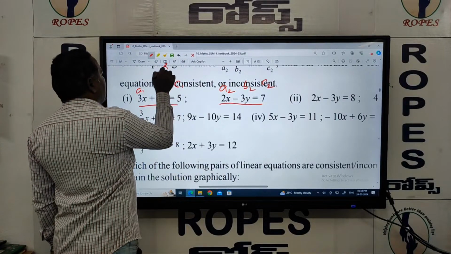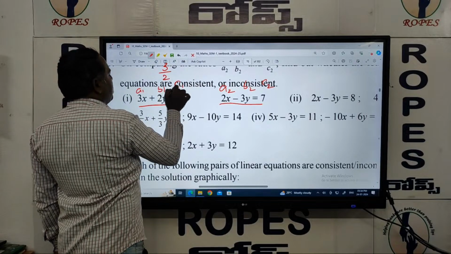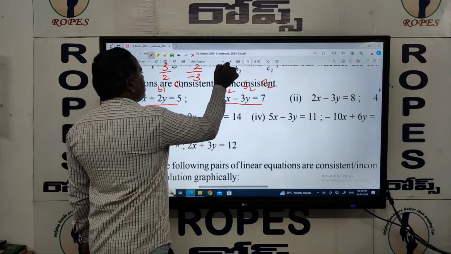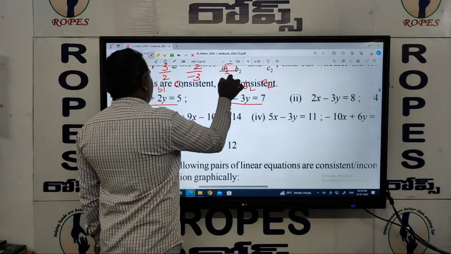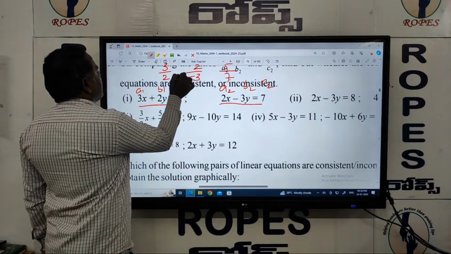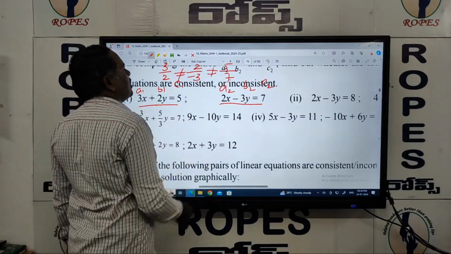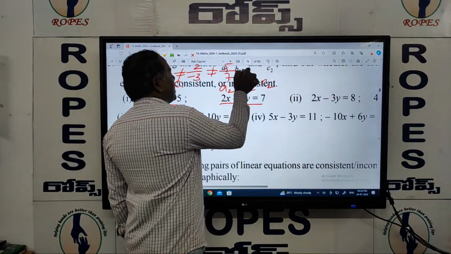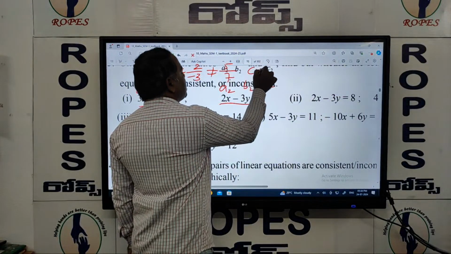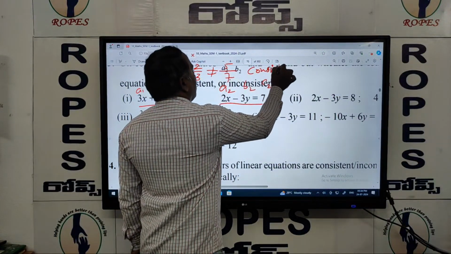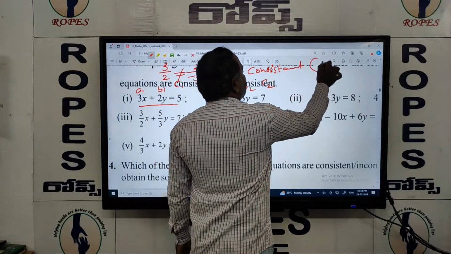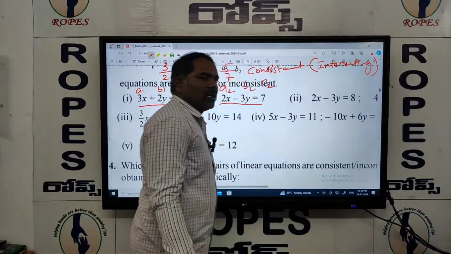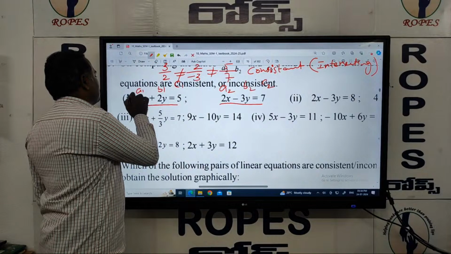Here A1 by A2 means 3 by 2, B1 by B2 means 2 by minus 3, and C1 by C2 means 5 by 7. Here nothing is equal, so not equal. Then the number of solutions is a unique solution. The lines will be intersecting lines. Intersecting lines means they are consistent. So here the lines are consistent lines because they are intersecting lines. This is the first question.